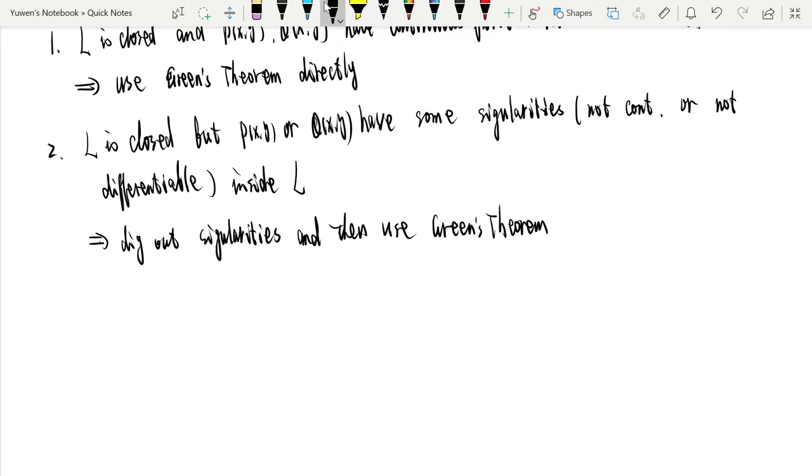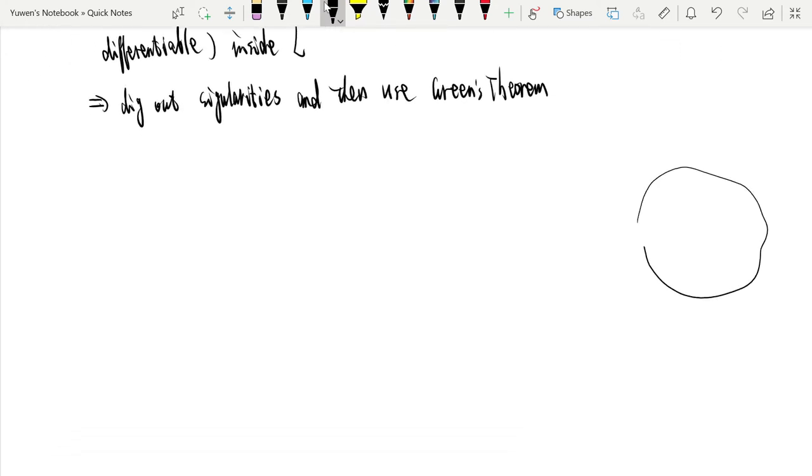What does this mean? If this is L, with positive orientation, and this point is the singularity, we dig it out. We construct a circle centered at this point, and we call this line L2. First we consider the domain inside L, outside L2.